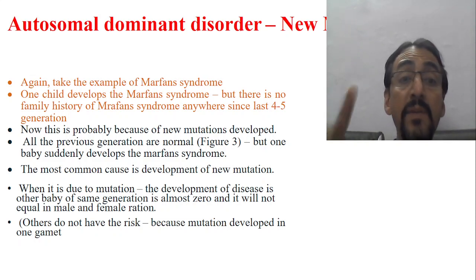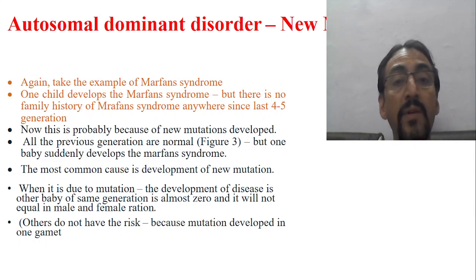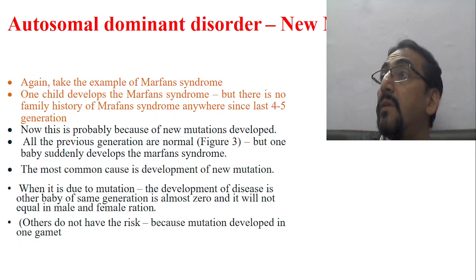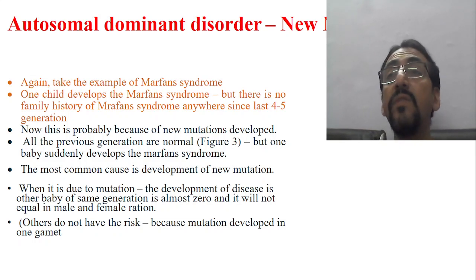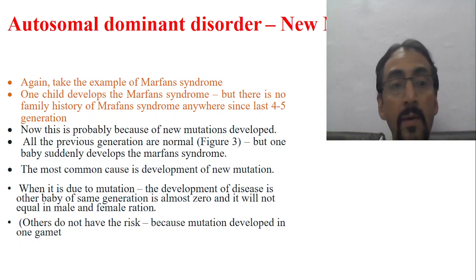All the previous generations were normal, but one baby in the present generation has suddenly developed Marfan syndrome. The most common cause is the development of a new mutation. So when it is due to a new mutation, how do we identify this? Suddenly it is coming. So genetically, when you are doing the screening, how are you going to identify it? Suddenly some change has taken place in the dominant gene and it becomes mutant, and thereafter the disease continues in the next generation.